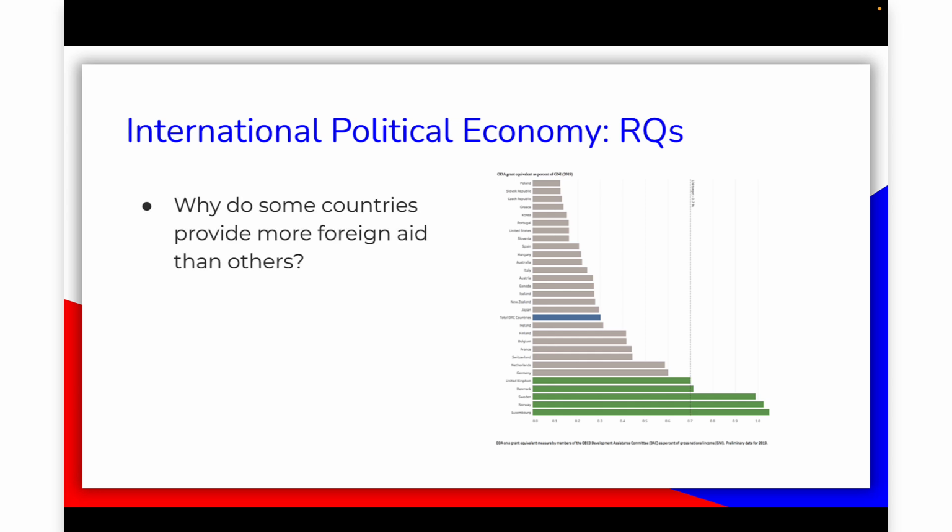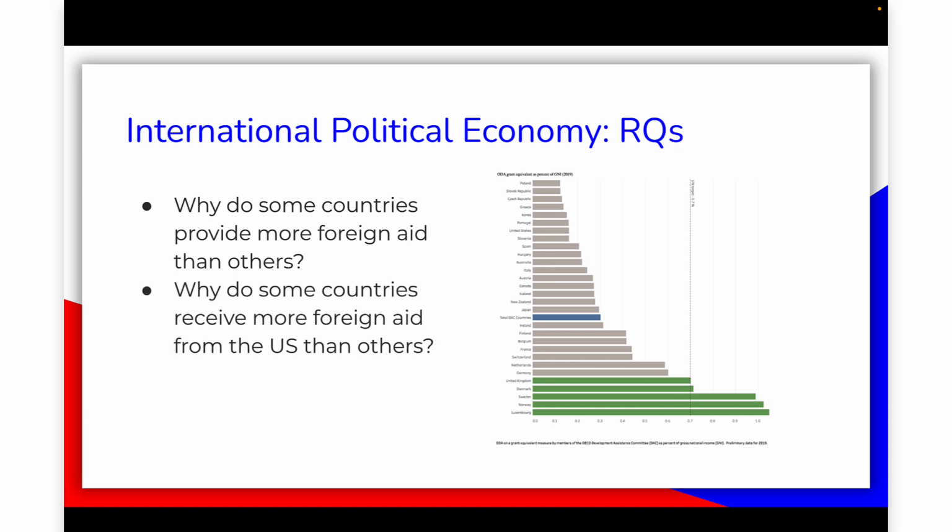Okay. And then there's IPE, or international political economy. Here are some research questions for those. Why do some countries provide more foreign aid than others? And then why do some countries receive more foreign aid from the US than others? It's not totally based off of need. There are a lot of other factors that go into it. But IPE is the third subfield here under IR.